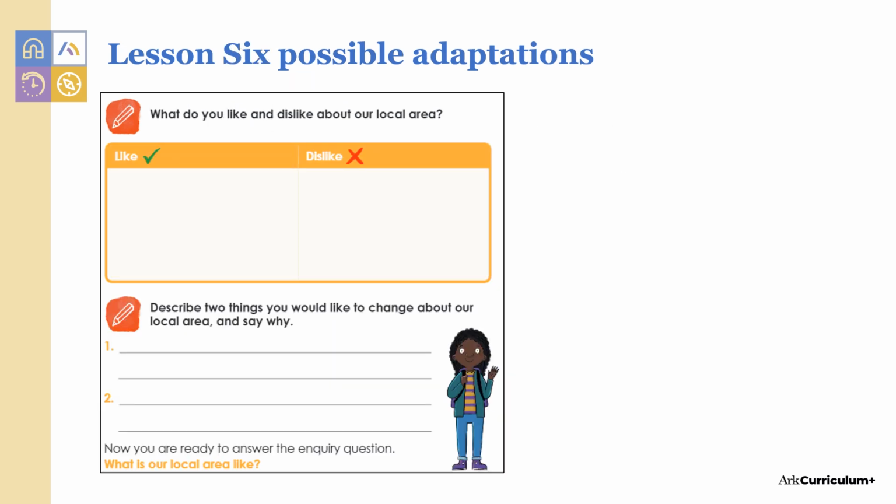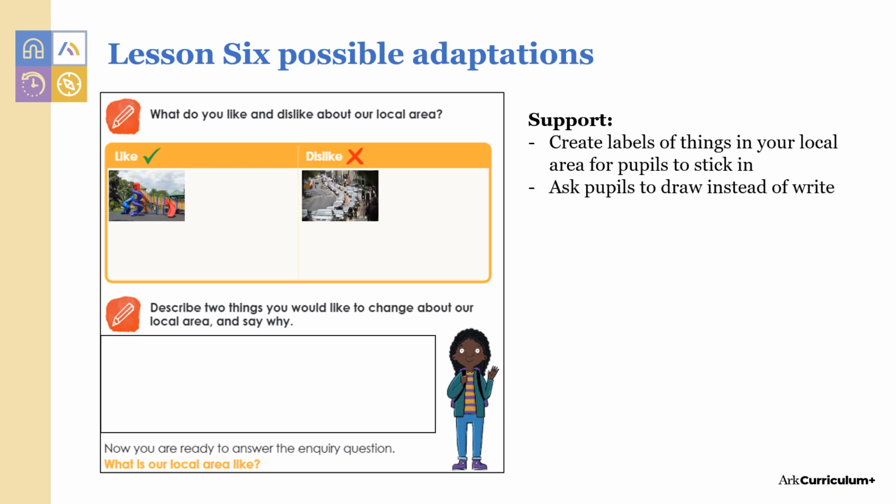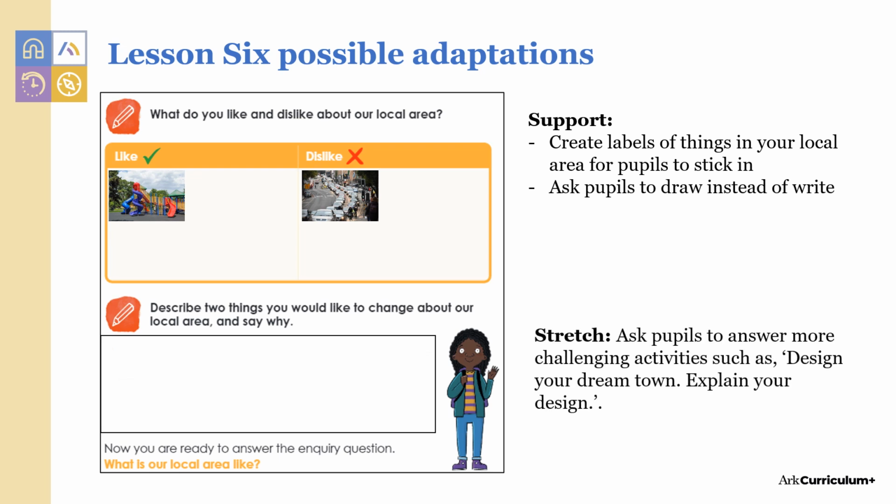In Lesson 6, pupils need to write what they like and dislike about your local area and then describe what they would like to change and why. To support pupils, create labels of things in your local area for people to stick in. You could ask people to draw instead of write.